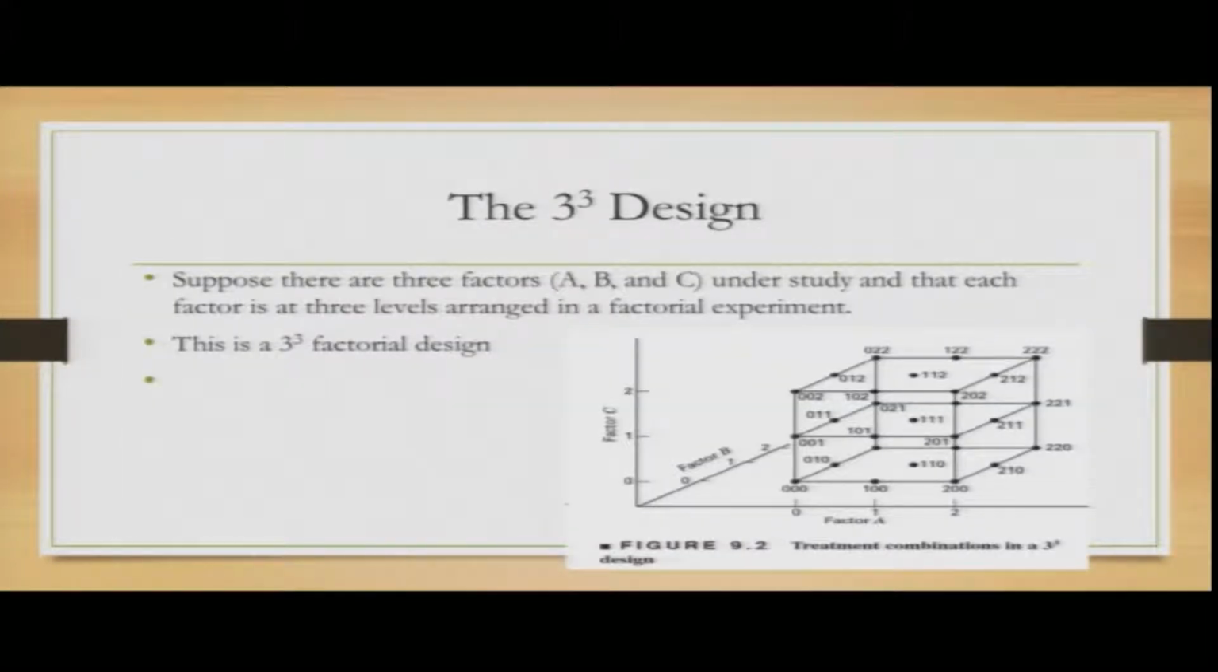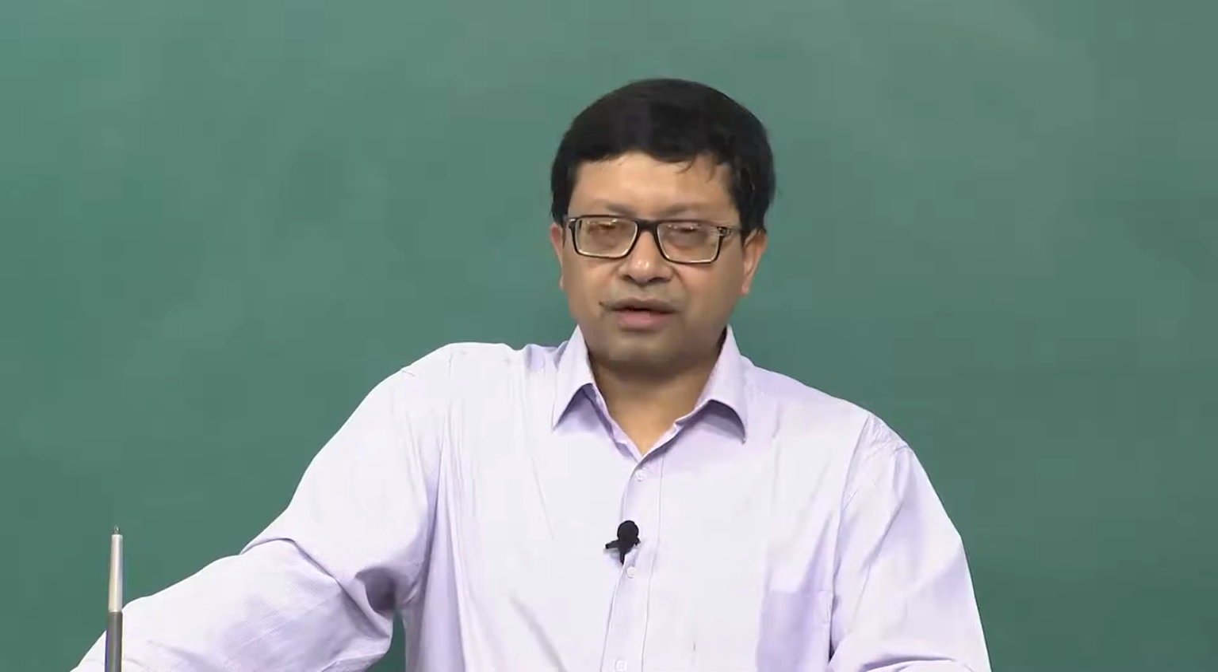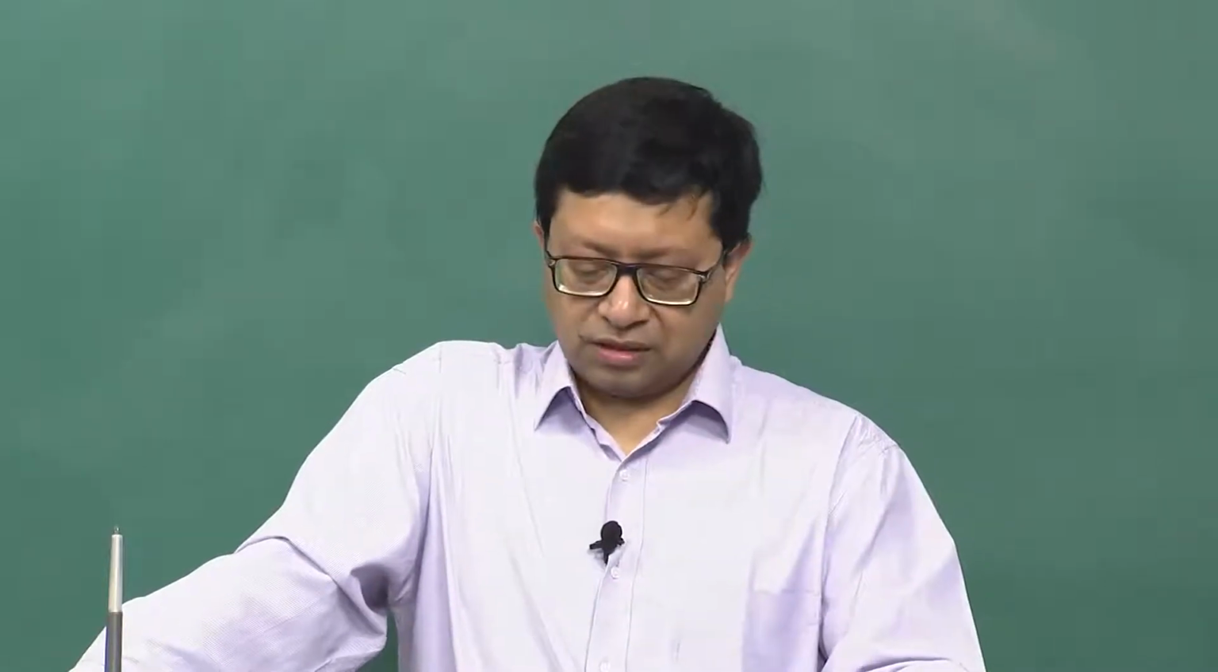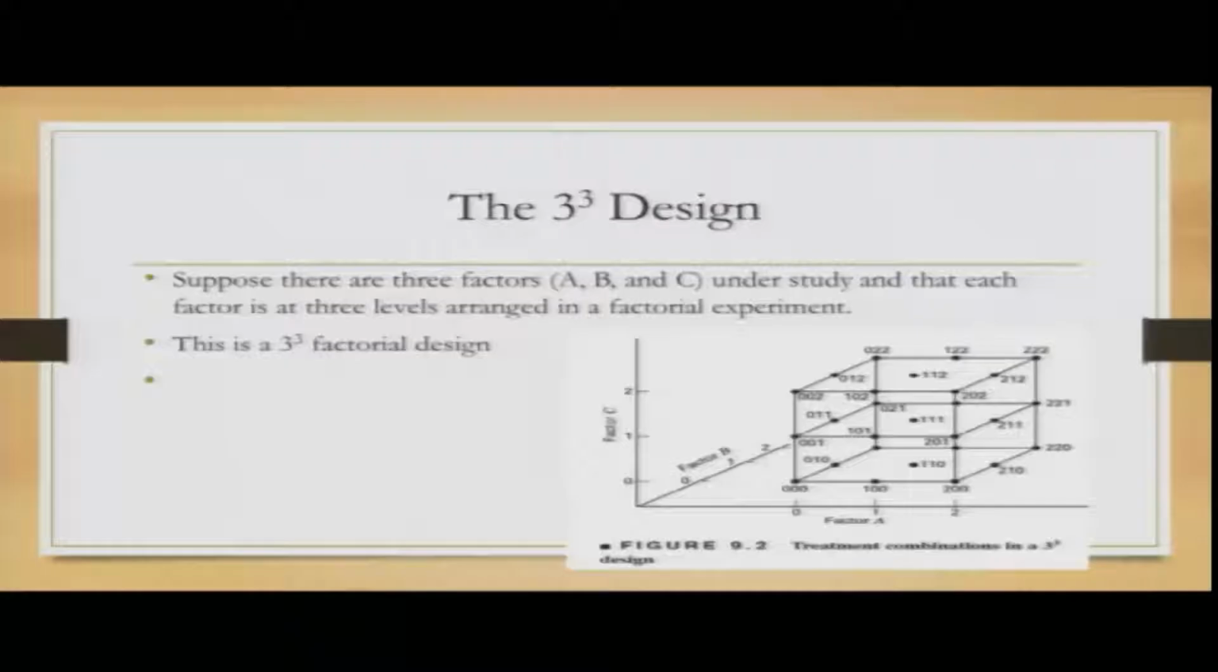Now, consider the 3 to the power 3 design, which is basically 3 factors at 3 levels of designs. Suppose there are 3 factors A, B, C under study, and that each factor is at 3 levels arranged in a factorial experiment. This is a 3 to the power 3 factorial design. If you see the cube, it basically gives you that information.